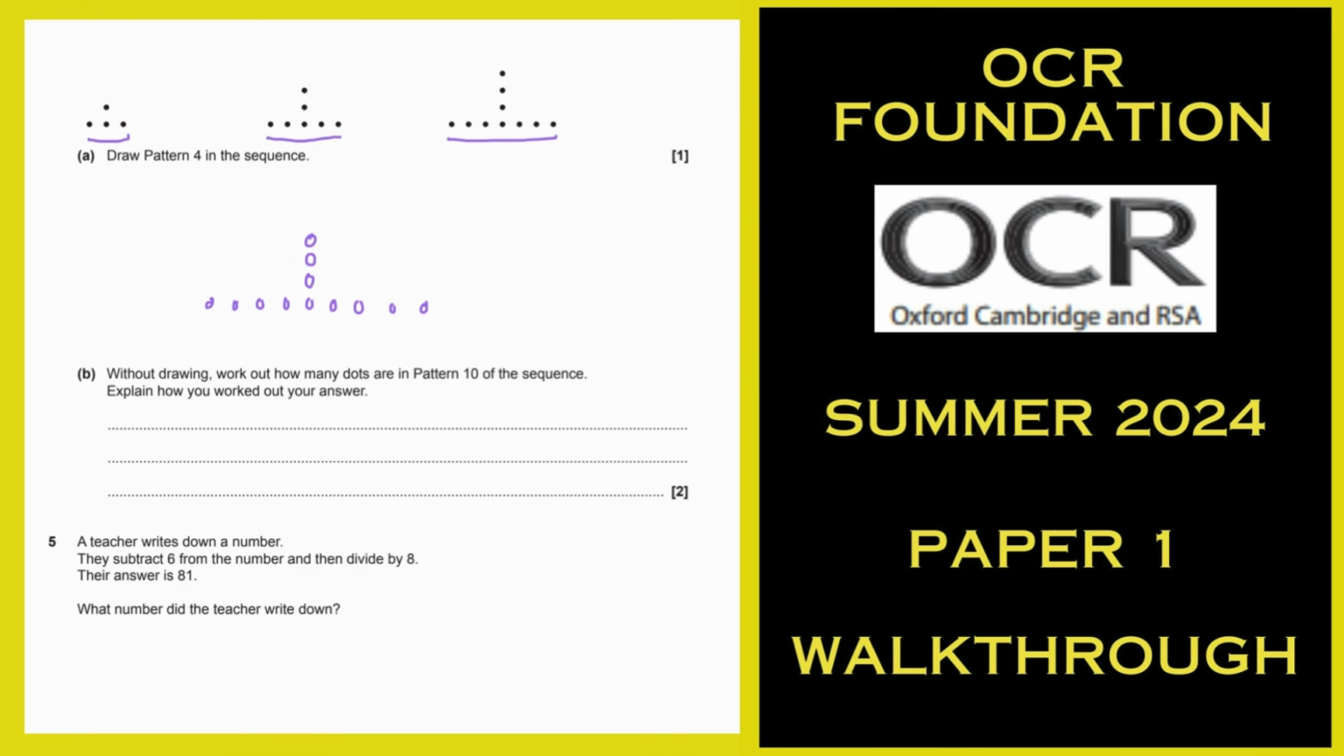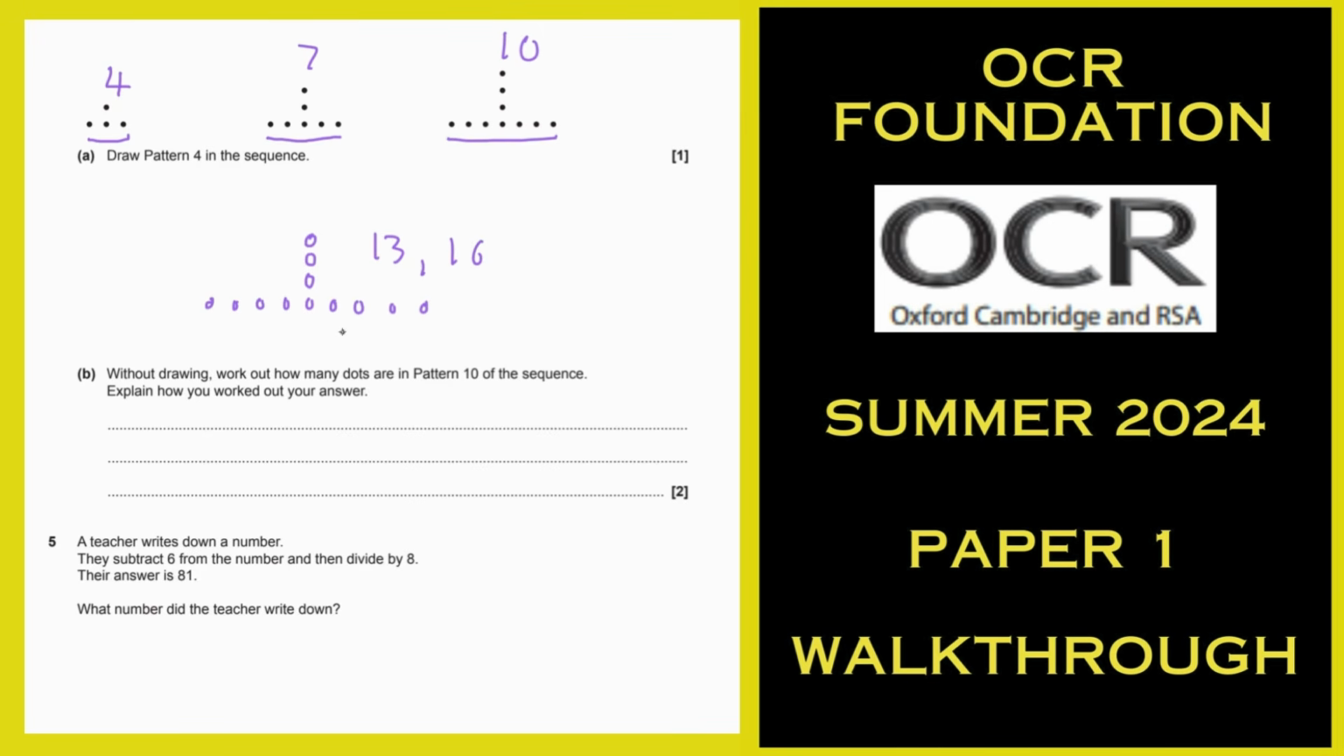Without drawing, work out how many dots there are. Now, you could brute force it and do a little count up. Simply say there's 4 there, there's 7 there, there's 10, there's 13, and it's not drawing, you just carry on the sequence. You go 16 and so on.